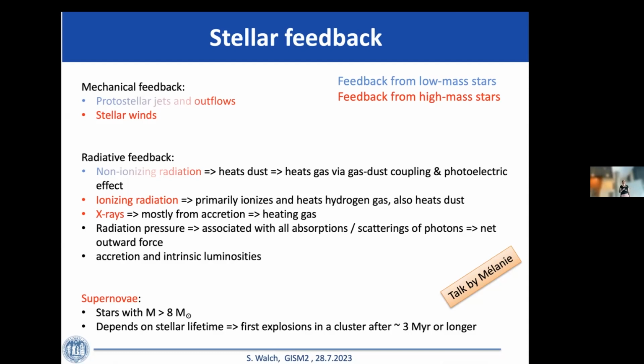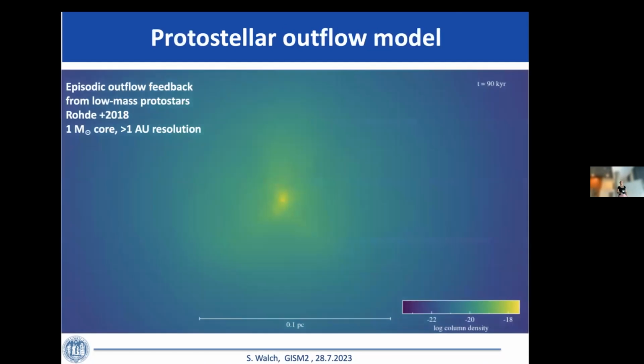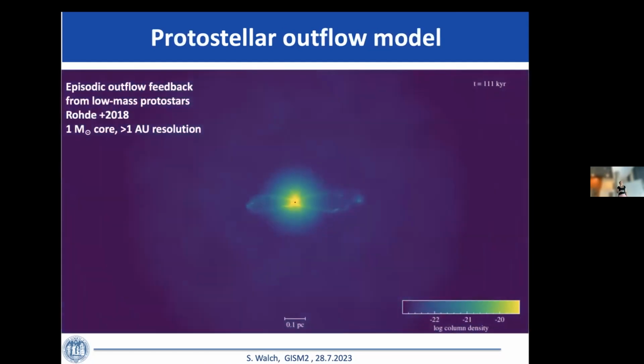And then of course we have supernovae, but for our purpose, I think we can neglect those, because even the most massive stars have lifetimes of 3 million years or longer, meaning that the core collapse, which takes several 100,000 years, is maybe already long gone by the time supernovae explode. However, not all the cores in a cloud start collapsing at the same time, of course. So supernovae from other regions could affect star-forming cores somewhere else. But I think Melanie will talk more about this. She told me. Okay, so let's look a little bit at protostellar outflows.